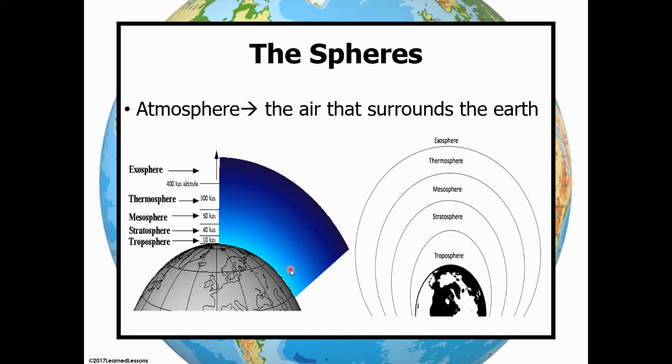The first sphere I have listed is the atmosphere. The atmosphere is simply the air that surrounds the Earth. There are 5 different layers of the atmosphere: the troposphere, stratosphere, mesosphere, thermosphere, and exosphere. But you do not need to know these 5 layers. You simply need to know that the atmosphere is air, okay?